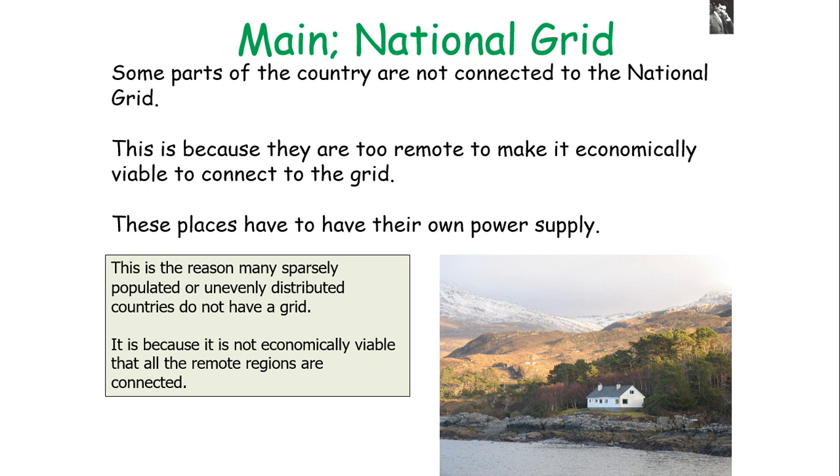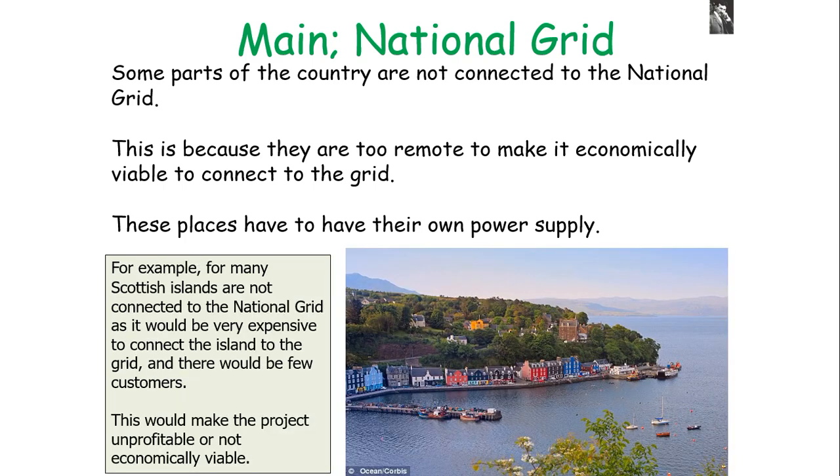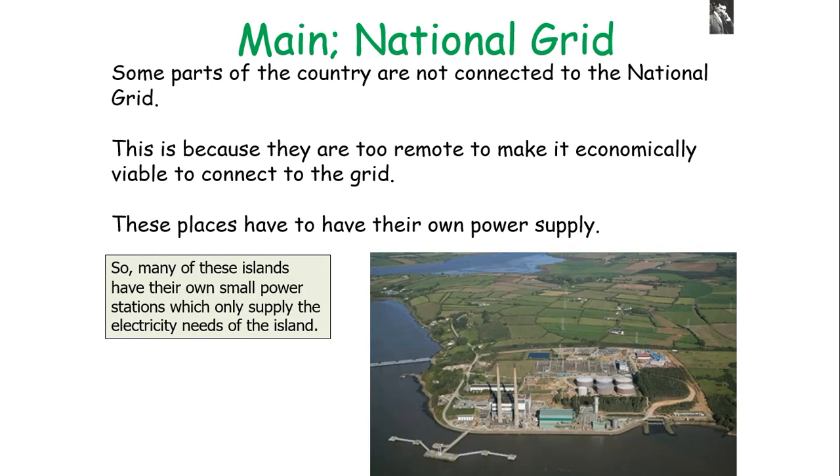It's because it's not economically viable to connect all the remote regions to the grid. So for example, many Scottish islands are not connected to the national grid, as it will be very expensive to connect the island to the grid, and there'll be very few customers taking advantage of the electricity supplied. So this will make the project unprofitable or not economically viable. So many of these islands have their own small power stations or their own small power grids which supply the electricity needs of the island.